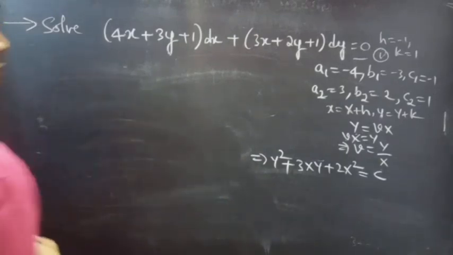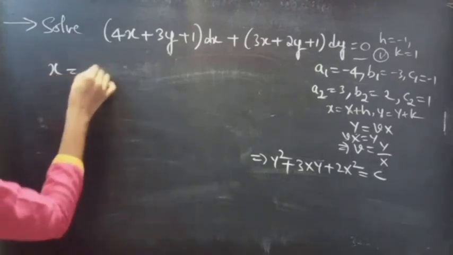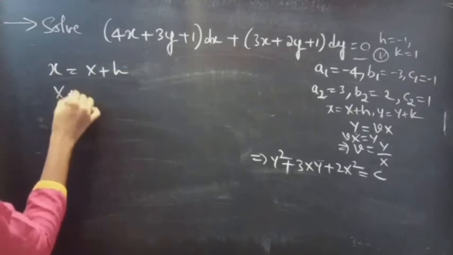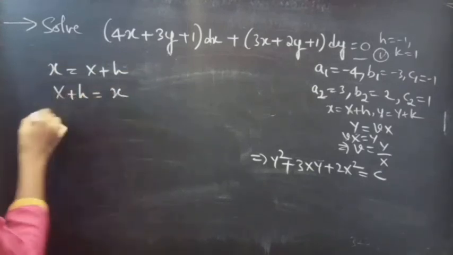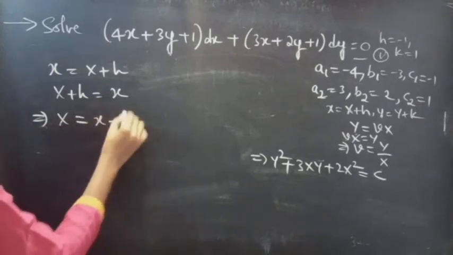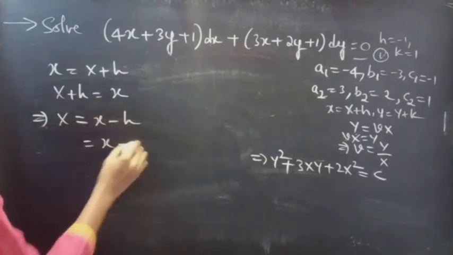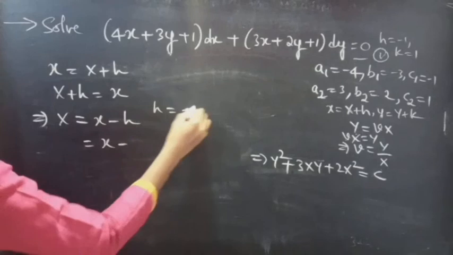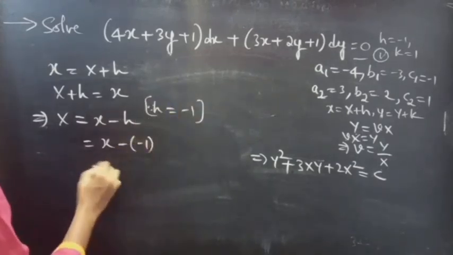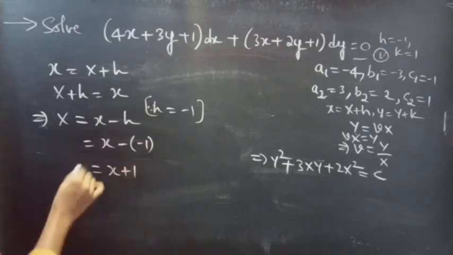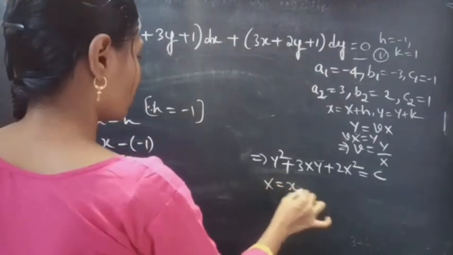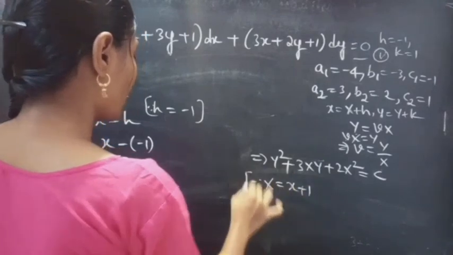But we have small x equals to capital X plus h, or you can rewrite it as capital X equals to x minus h. Since we have h equals to minus 1, replace h by minus 1, you'll get capital X equals to x plus 1. So now we can replace X by small x plus 1.